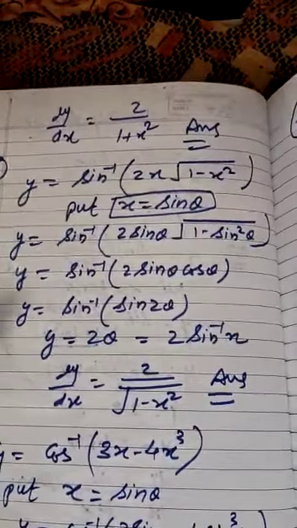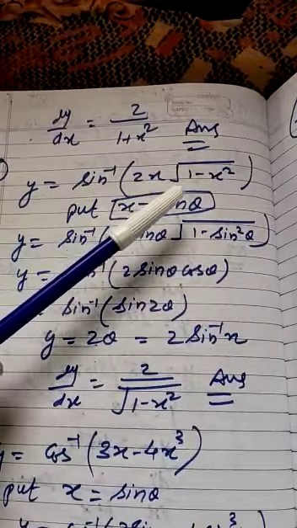Now y equals sine inverse of 2x into square root of 1 minus x square.